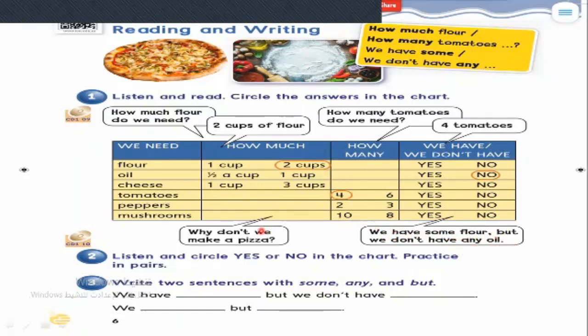And here we have "we don't". Why don't we make a pizza? Why don't we make a pizza? So now we have seen together how much and how many, we have some and we don't have any.